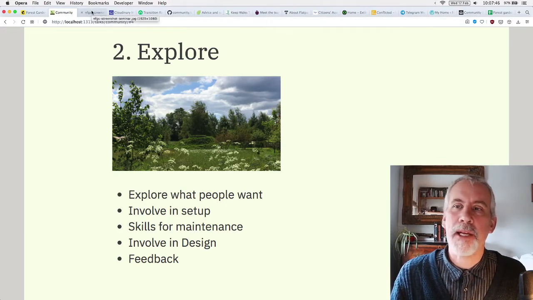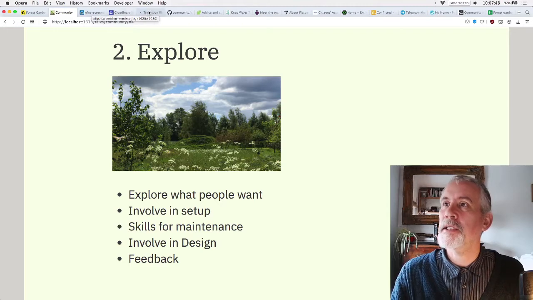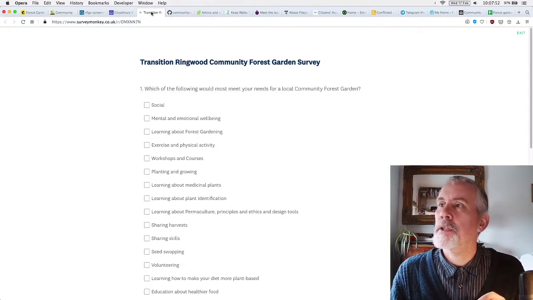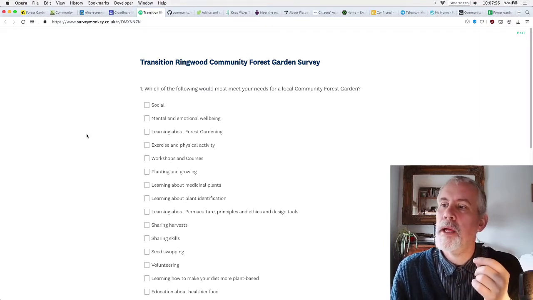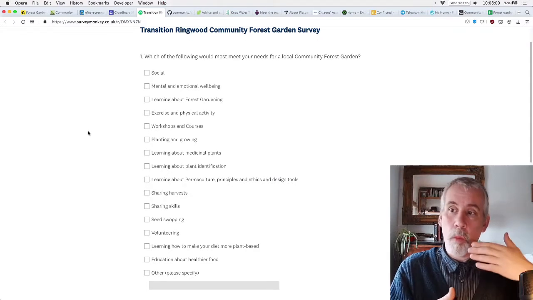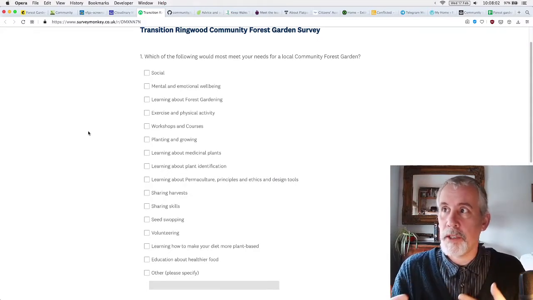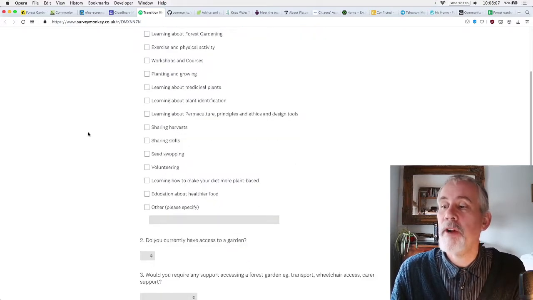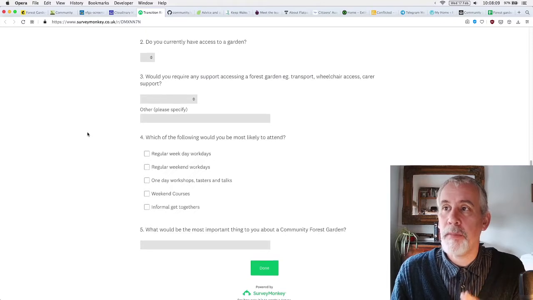There's a chap called Alex who very kindly sent in a survey. This is from Transition Ringwood Community Forest Garden, and he just sent me a link to it, to give an example. It's just about why you would want to set up a local forest garden, what your needs are. I think it's really, really interesting to be able to do this.